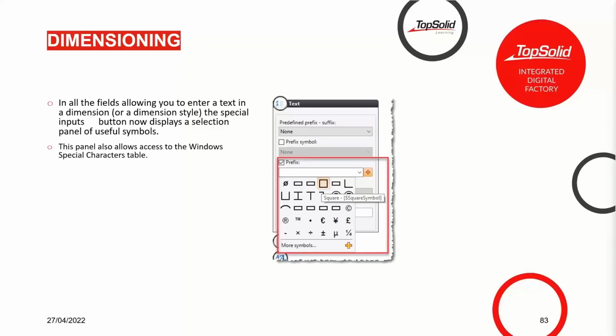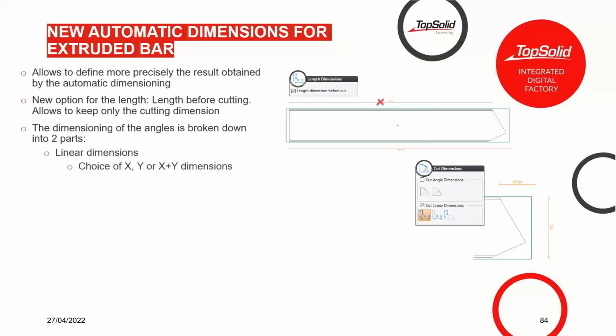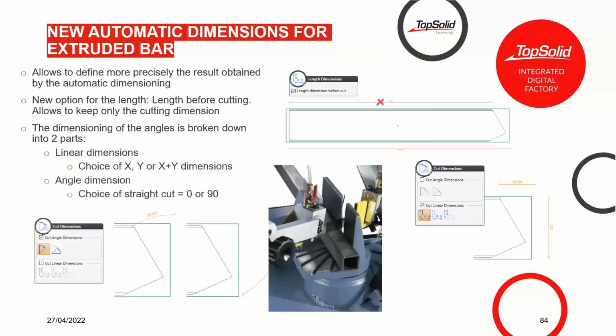Turn that off. Next, new automatic dimensioning for extruded bars. Basically, what we're trying to do here is, for those of you dealing with structural components like this, hollow square tubing, I-beam, steels, whatever, we want to make it as simple as possible for you to get the correct dimensions.